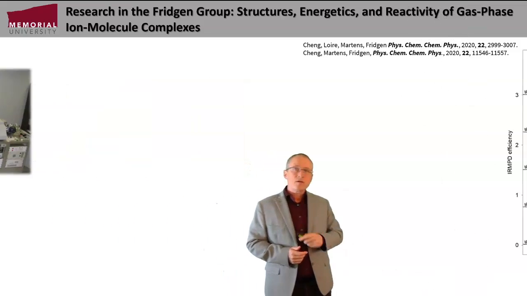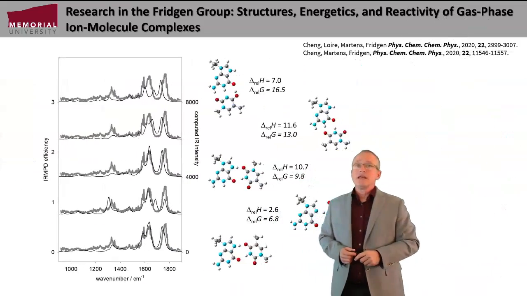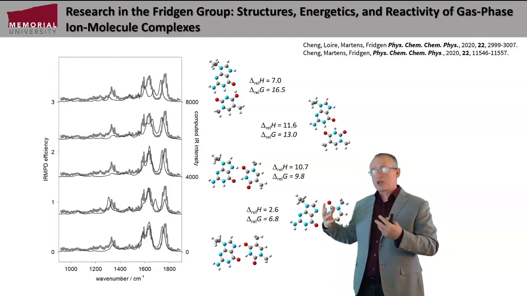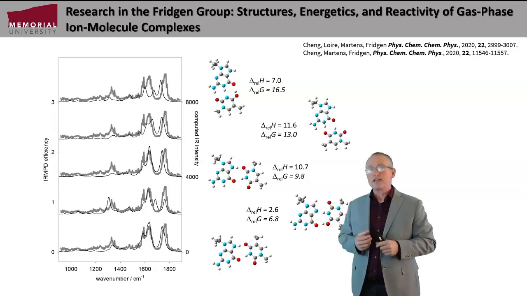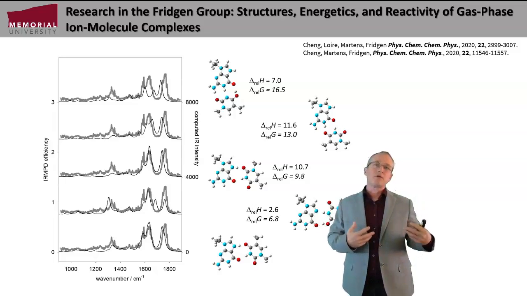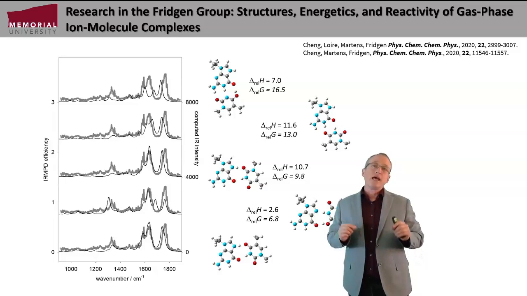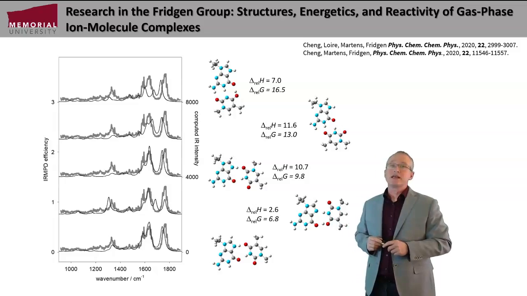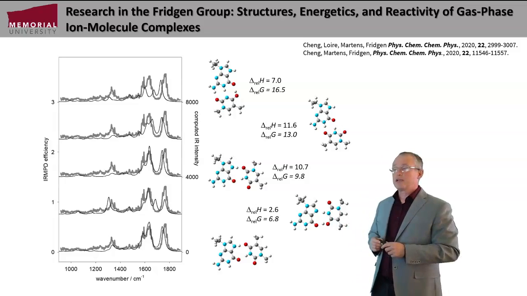So then what we do when we have the experimental spectrum is we play this little game where we put together the ion molecule complexes in different orientations, compute their energies and compute their structures and compute their vibrational spectra, and we compare those vibrational spectra to the experimental vibrational spectra.